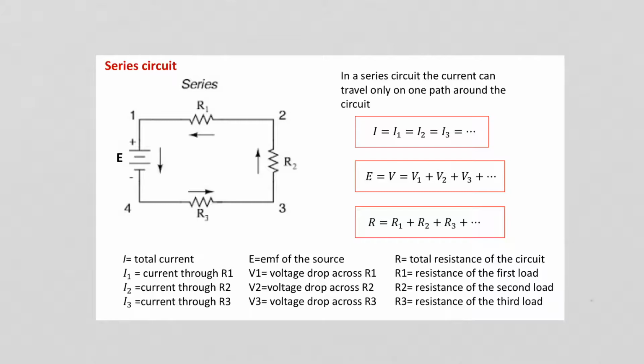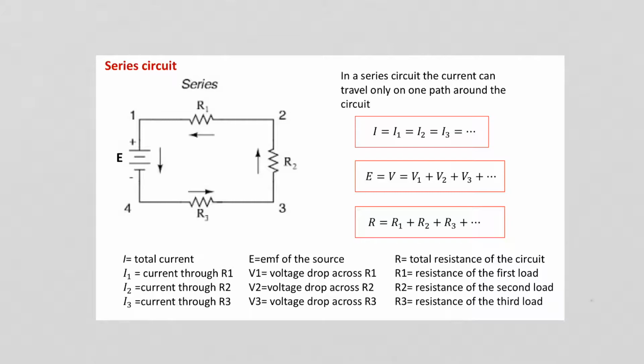But it turns out that the potential difference between the terminals of the battery is equal to the sum of voltage drops across these resistors. So the potential difference between the terminals of the battery is equal to the sum of voltage drops across each resistor.